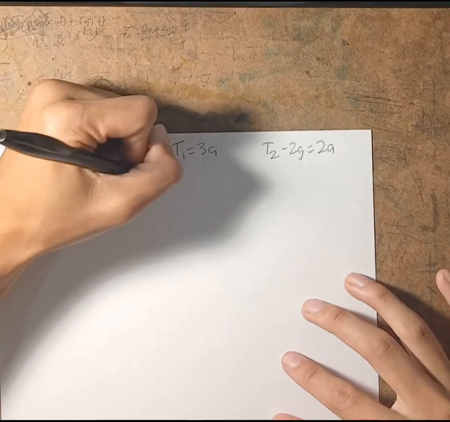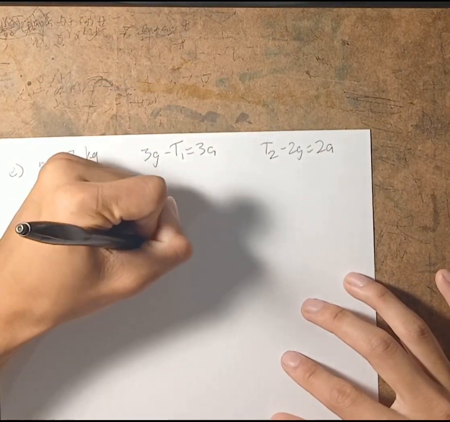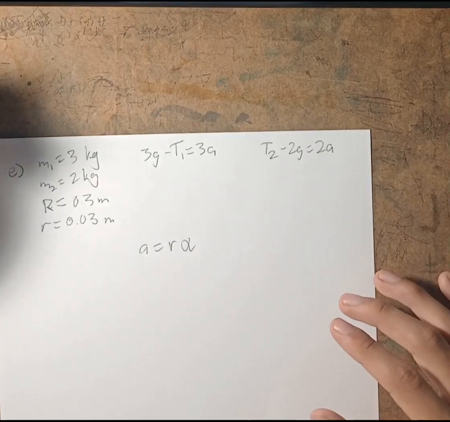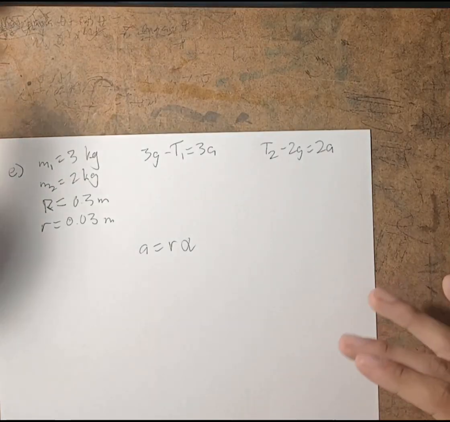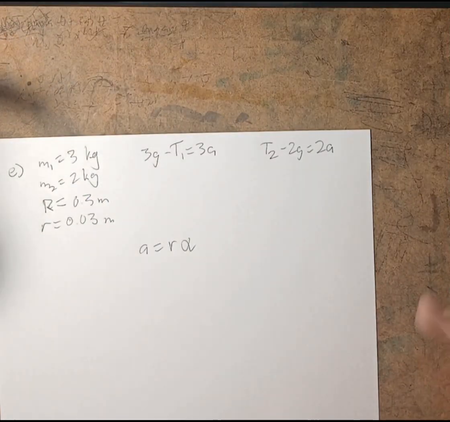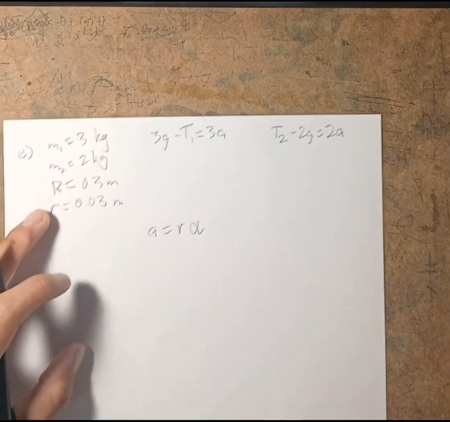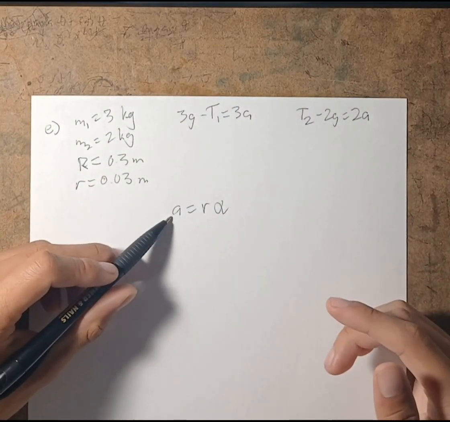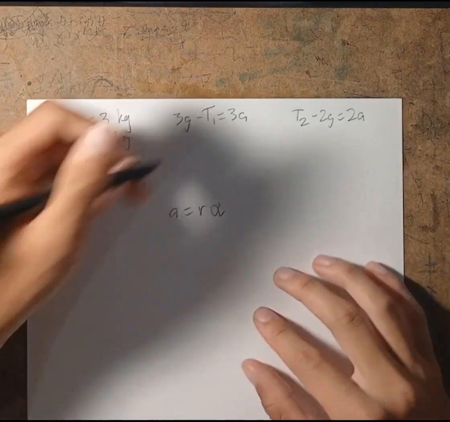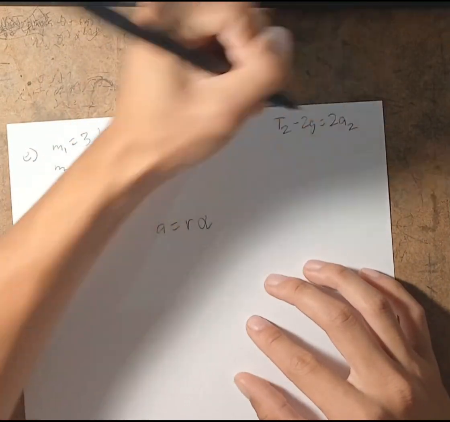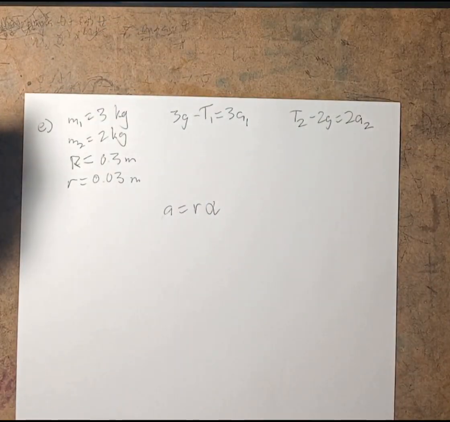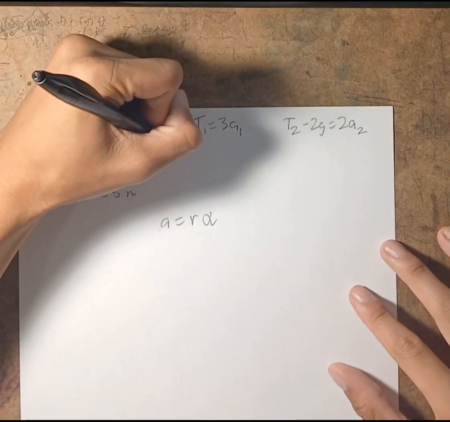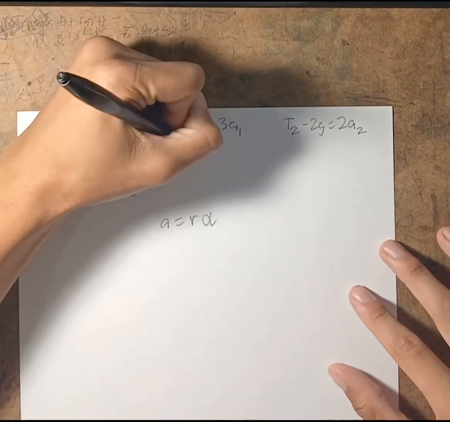Now, we know that a equals r alpha. We know also that since they're on the same rigid body, they will have the same angular acceleration. But clearly, they do not have the same radii, so their linear accelerations will be different, so we have to put subscripts for that. And then we can solve for each of the tensions.